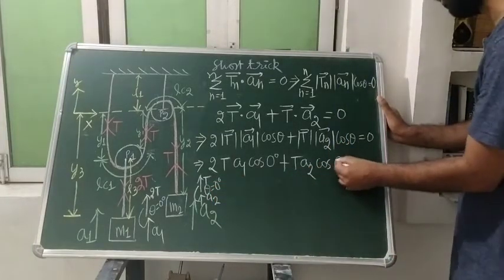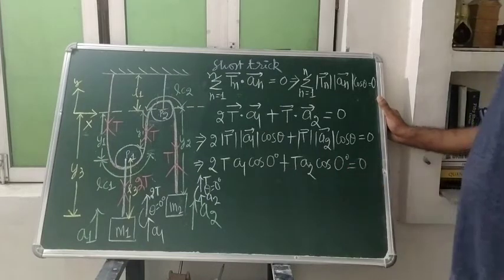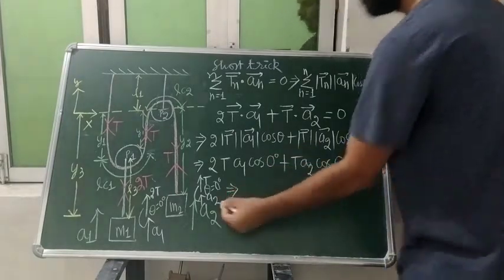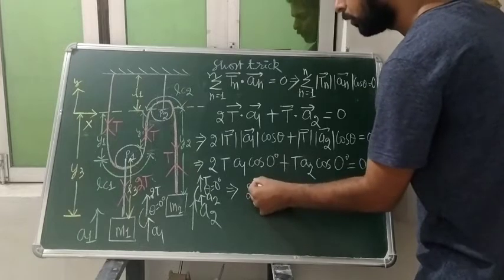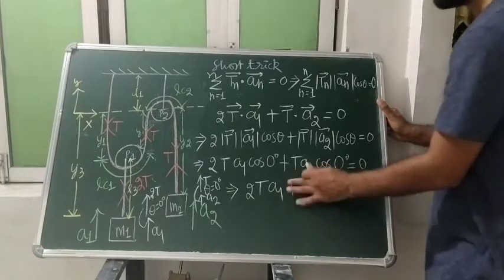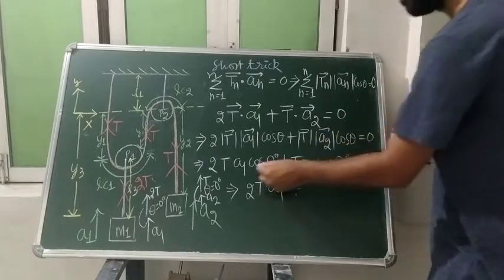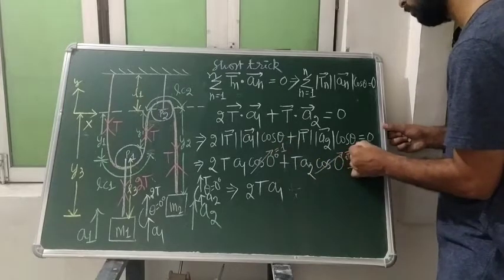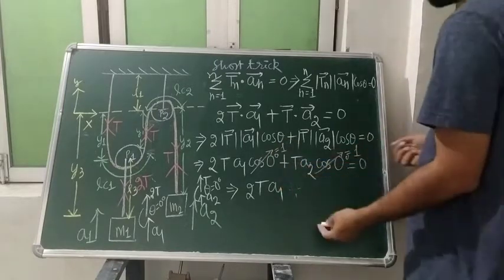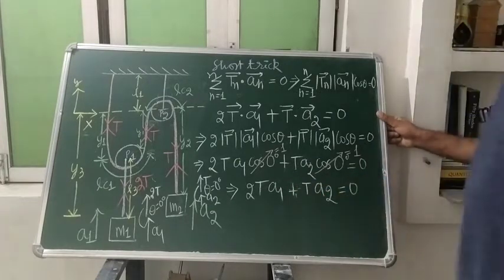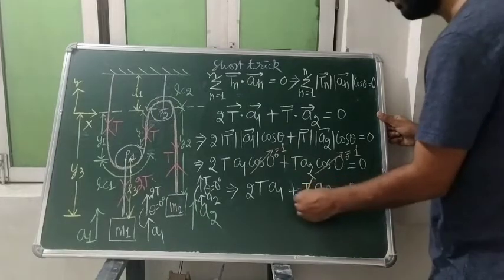So here it will come out 0 degree, that should be equal to 0. So 0 degree, cos 0 is what, student? 1 only. So from here what will we get? 2T A1 plus, because cos 0 will become equal to 1 only. So 2T A1 plus this T A2 should be equal to what? 0. This T will get cancelled out.